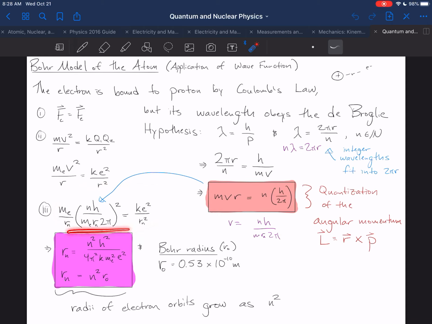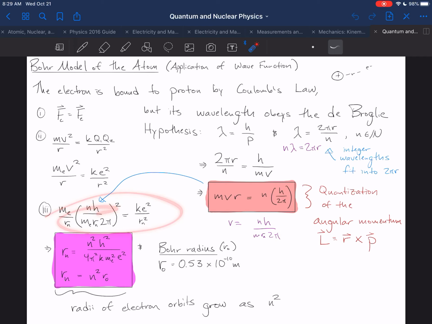That gives us this nasty expression here, and I'm happy to allow you to work out the algebra for yourselves, but once we have this expression, we can solve for Rn. I've relabeled R as Rn because at this point, once we've added the quantization of angular momentum, the only allowable radii are the radii that satisfy this relationship, which means the only allowable radii, if we solve for Rn, will be the radii for which n is 1, 2, 3, 4, etc.